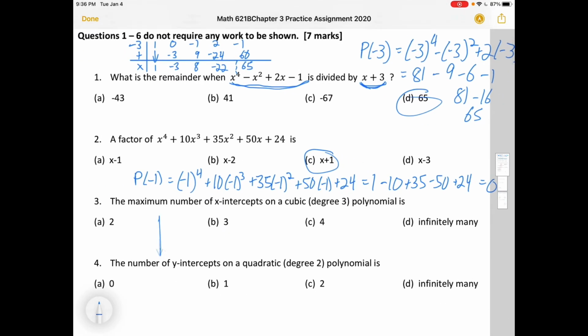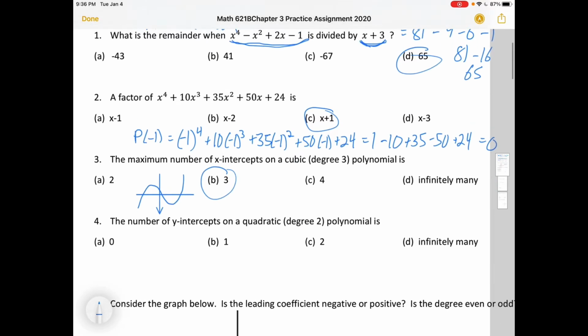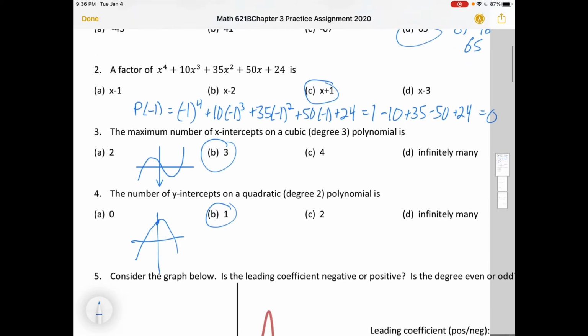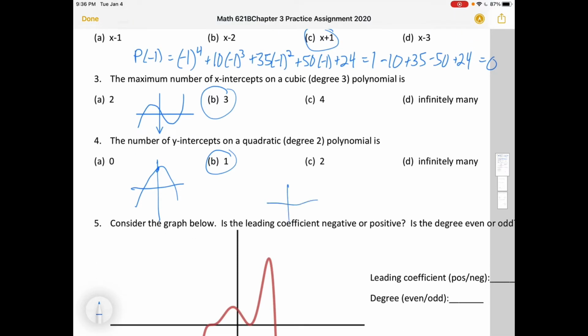The maximum number of x-intercepts on a cubic. Let's think about that. A cubic can do this kind of thing. So the biggest number we could have is 3. The number of y-intercepts on a quadratic. This is kind of sneaky. If I draw any quadratic, indeed, if I draw any function, the maximum number of y-intercepts you can have is going to be 1. And every quadratic polynomial is going to have one y-intercept. It's going to cross the y-axis one time. And if you try and get 2 y-intercepts, well, that means that you no longer have a function.